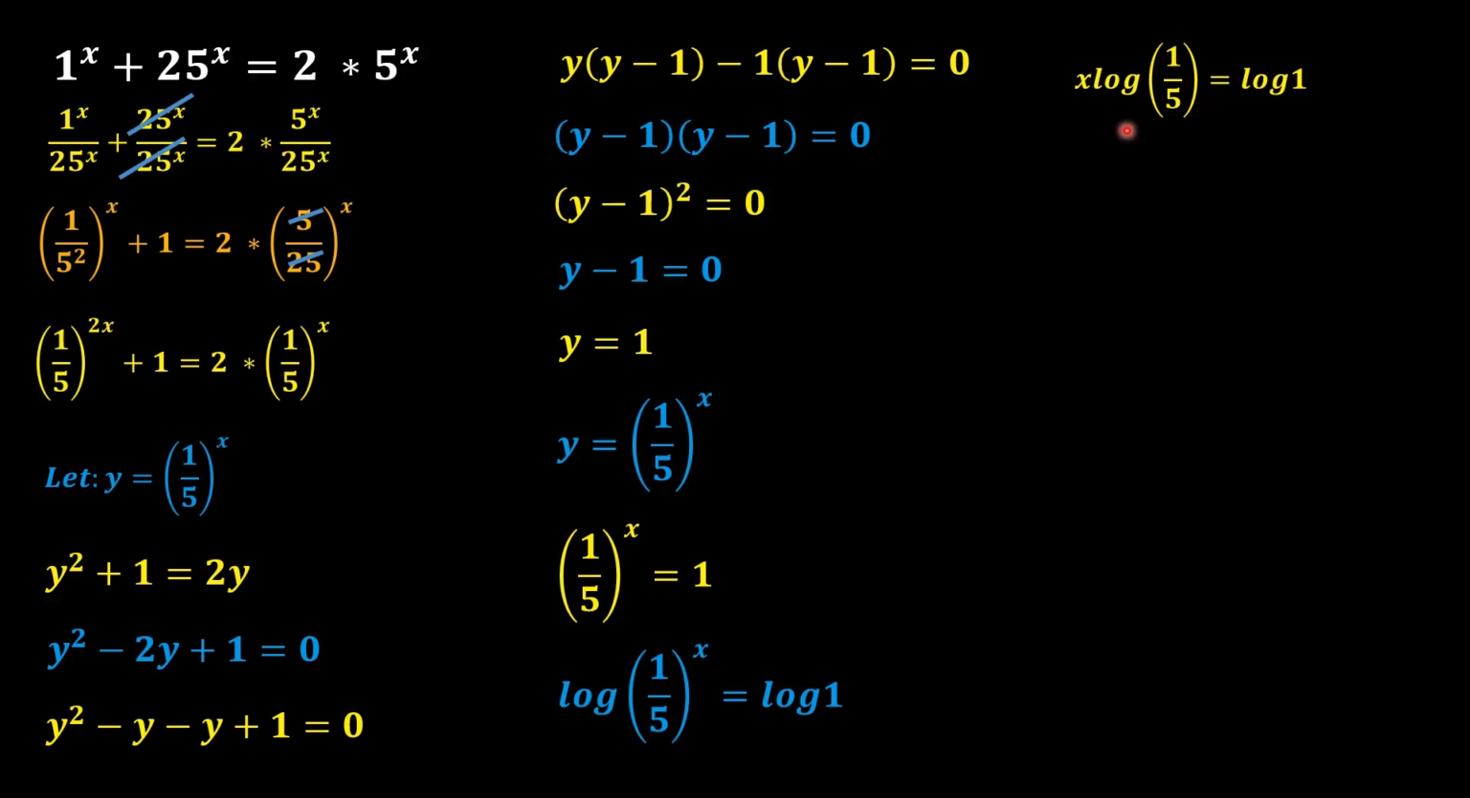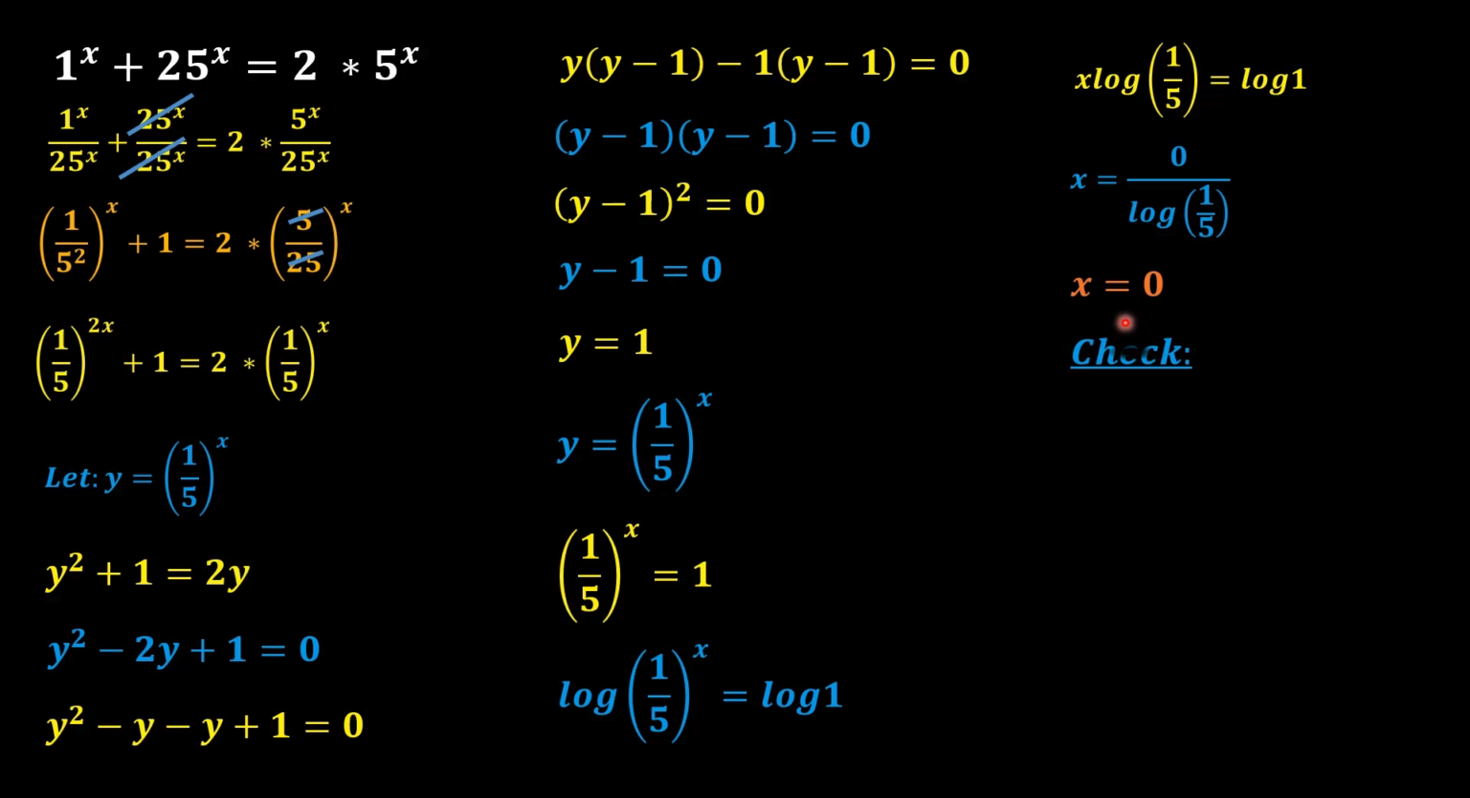Now this log (1/5) will go and divide this log 1 value, but as we know, the log 1 value is equal to 0, so here we get the value of x equals 0, and this is the answer for this exponential equation for x, which is x = 0.